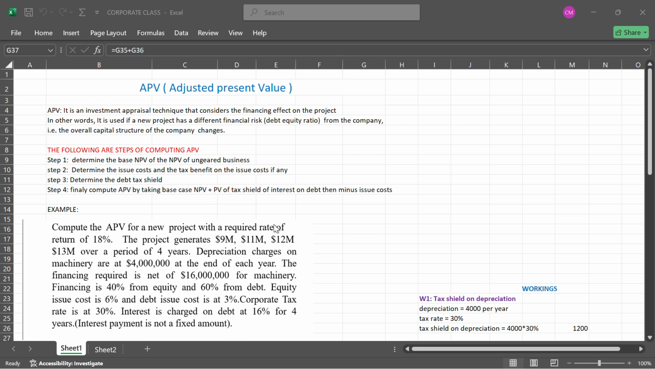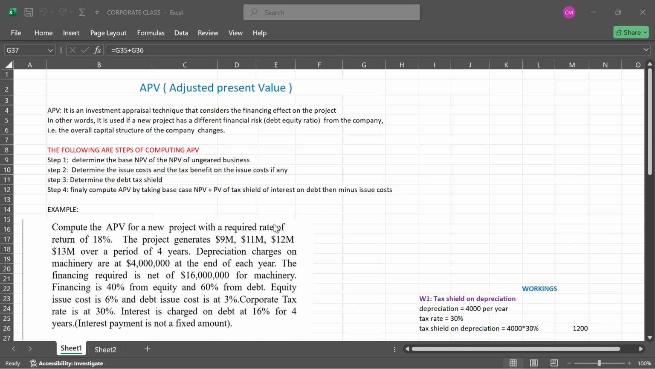And then the second step is to determine the issue cost and tax benefit on the issue cost, if any. So once you have decided to use adjusted present value, you determine the issue cost if there are any, and then you determine the tax shield or tax benefit on those issue costs of debt, if you have been given that the issue cost attracts tax benefit.